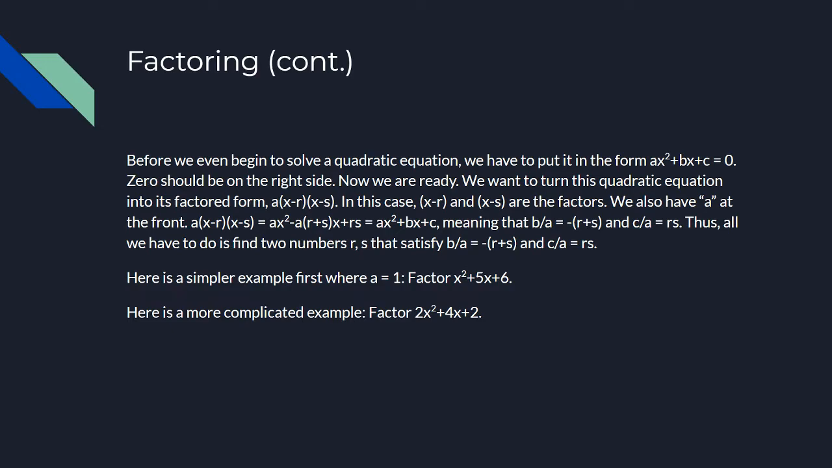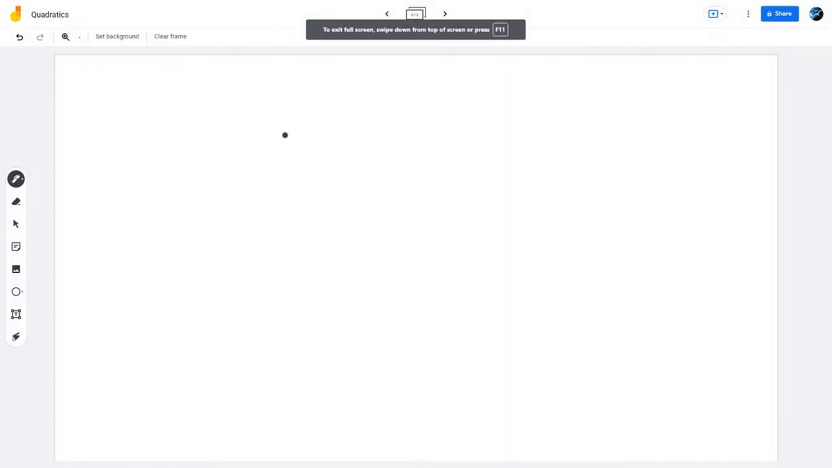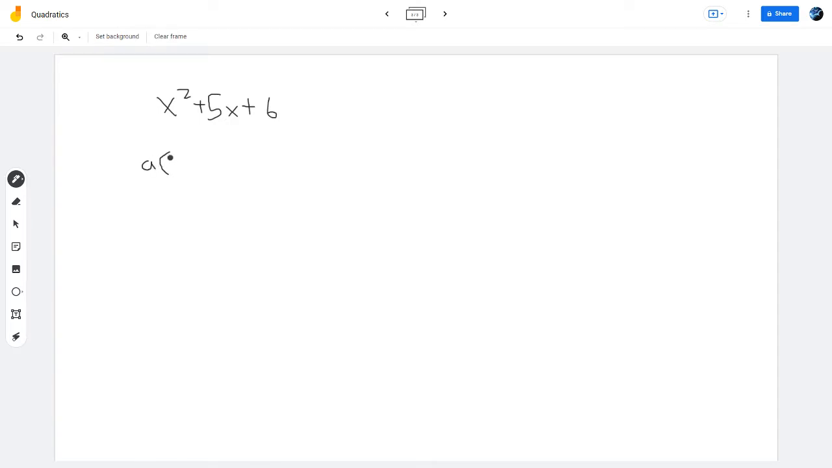Okay, so let's start with the first one. We want to solve x squared plus 5x plus 6, right? And we want to turn it into its factored form a times x minus r times x minus s. You'll notice that a is just equal to 1 in this case, so we don't really have to worry about this. We know that a equals 1, b equals 5, and c equals 6.